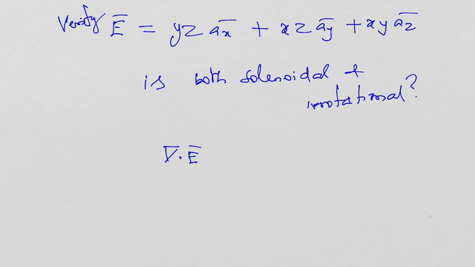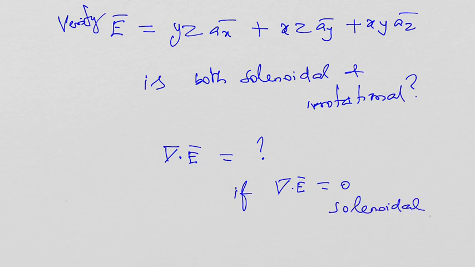You have to calculate del dot E. If del dot E is equal to 0, then you will declare that this is solenoidal in nature. And similarly, you have to evaluate del cross E, and based on the result of del cross E, if it is equal to 0, as del cross E is equal to 0, you will immediately declare that this is irrotational.